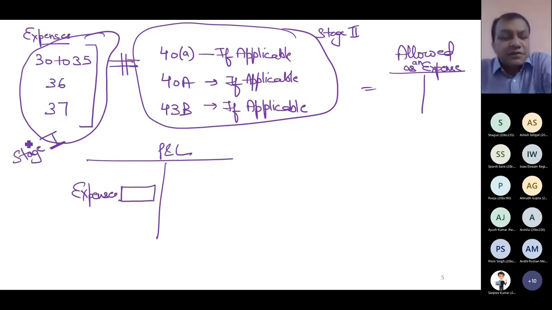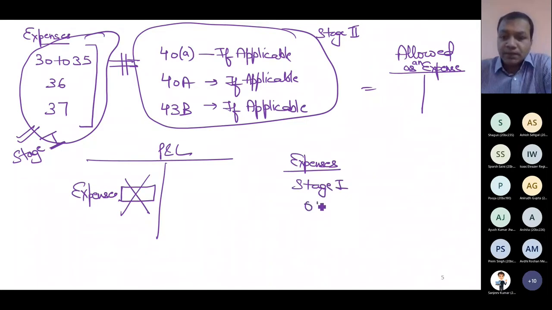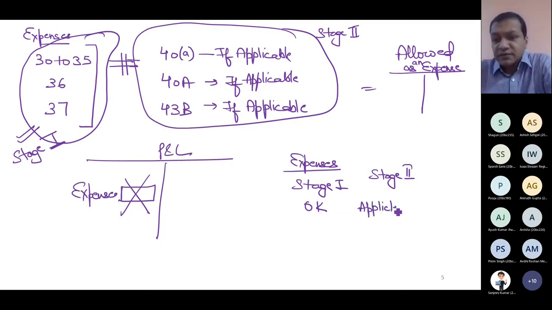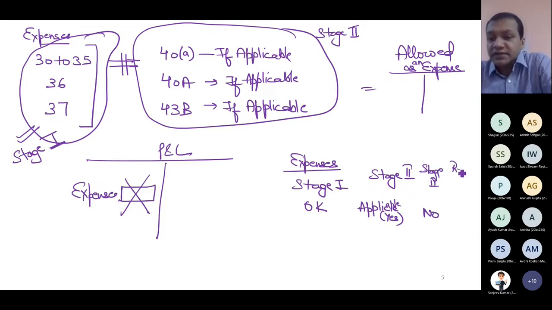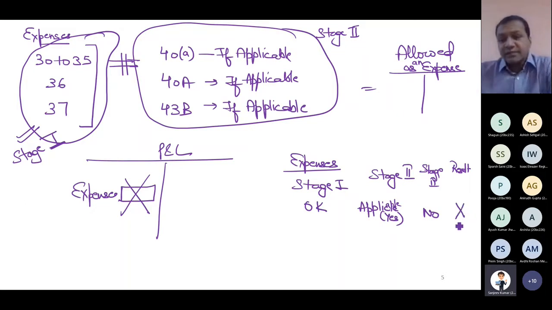If there is some expenditure which passes the test of stage 1, and stage 2 is applicable but it fails in stage 2, then you cannot debit that. Any expense that passes stage 1: first check, is stage 2 applicable on that? If yes, then check, is stage 2 also passed? No. Then what is the net result? Student: Sir, not debited in the P&L account. Not to be debited in the P&L account.